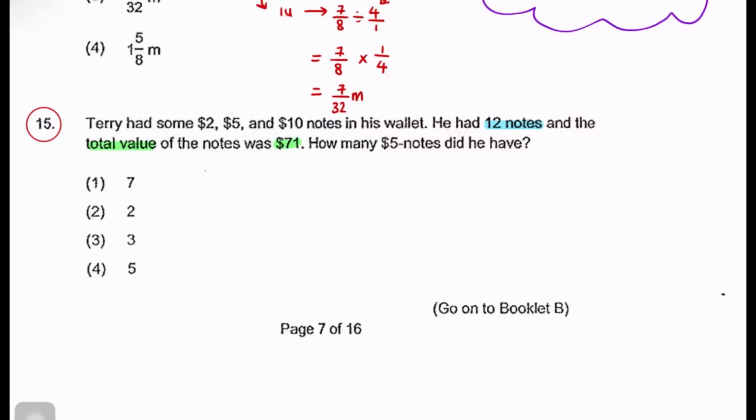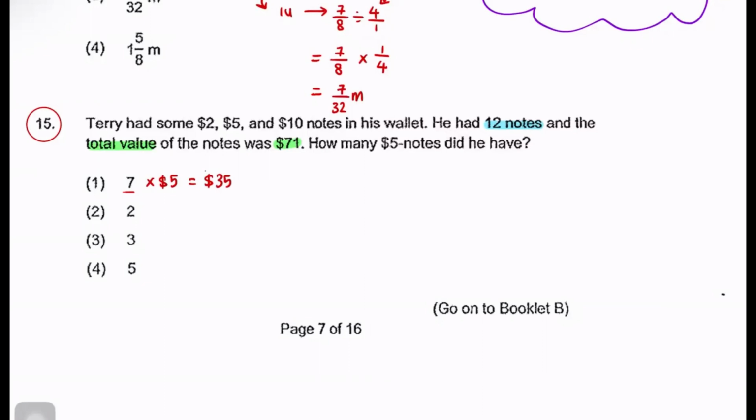For this question, since it's a MCQ, we can just try all of the possibilities. Can it be 7 $5 notes? Can it be two $5 notes? We just keep trying. Now, Kira, if he has 7 $5 notes, how much would that be? 7 times 5 equals $35, right? So all of his $5 notes will add up to $35.